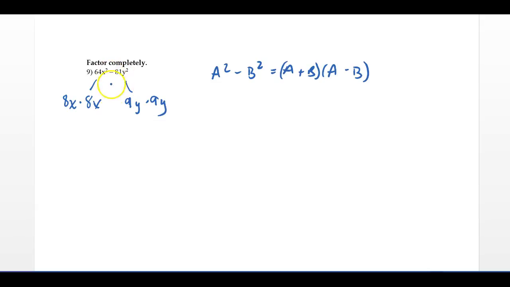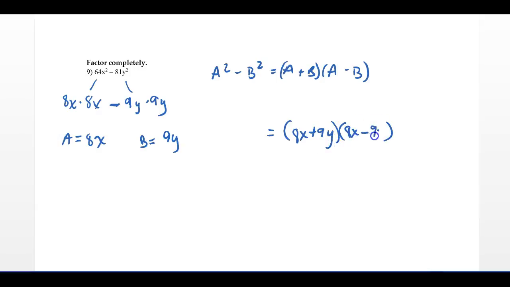We have the difference between the two, in other words, the subtraction of those two perfect squares. Therefore, we can use the difference of squares formula. So a will equal 8x, and b will equal 9y. Therefore, the factors of the binomial are 8x plus 9y times 8x minus 9y.